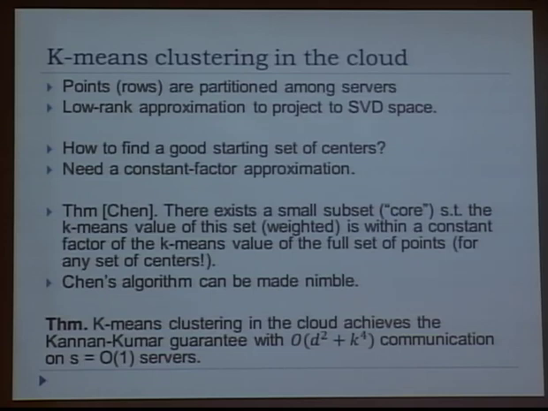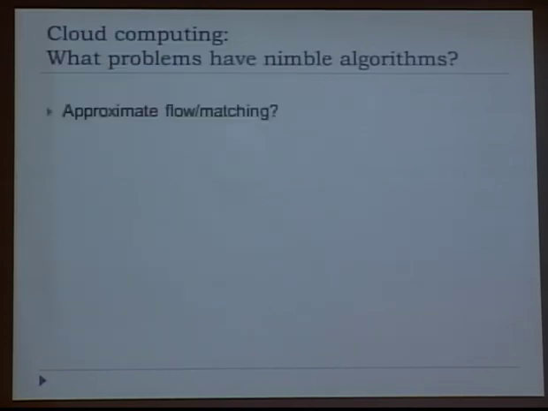So at the end of the day, you can do k-means clustering in the cloud and achieve the same guarantee that they get in their paper under these conditions with only d squared plus k to the 4 communication. I'm not showing the dependence on s, but it's a polynomial in s for s equals order 1 servers. So this is the last thing.